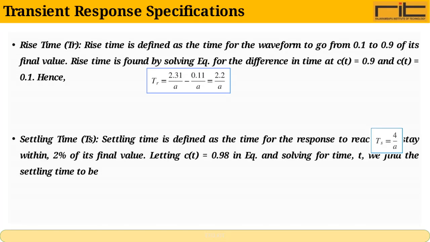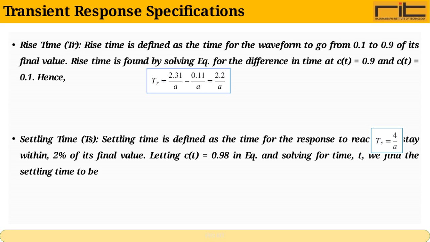Let's talk about two important transient response specifications, rise time and settling time. Rise time is the duration it takes for the response to go from 10% to 90% of its final value. We determine this by calculating the difference in time when the output reaches 0.1 and 0.9 times its steady state value. Settling time, on the other hand, is the time it takes for the response to enter and remain within 2% of the final value.